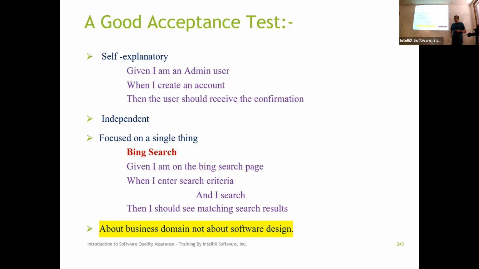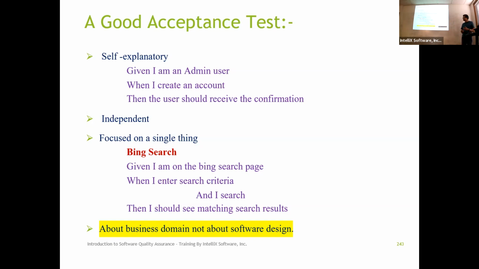Acceptance tests leave out the design detail. It's not saying when I click on something, then I'm expecting that, because there is no design yet. You are sitting there with the customer, you don't have a design, you don't have anything. All you have is acceptance criteria, which are nothing but requirements. So you're writing your test cases from the user standpoint. That's the important part here: it is about the business domain and not about software design. There is no design here. It shouldn't include any design details. No clicks, no data entry, nothing.